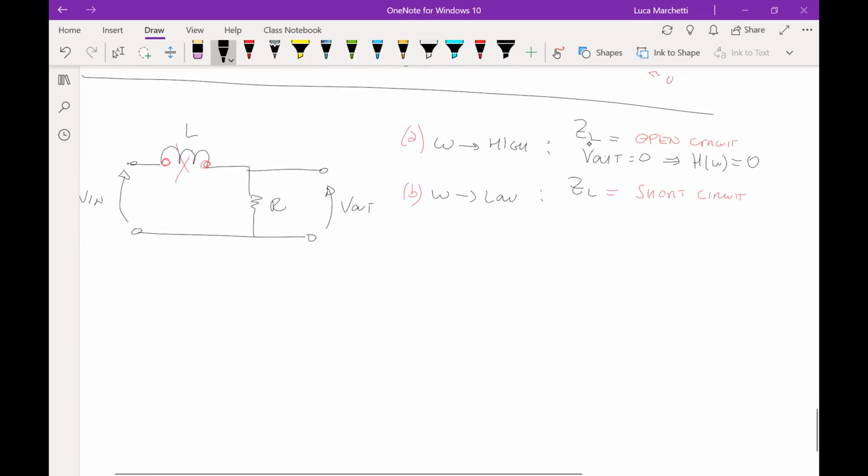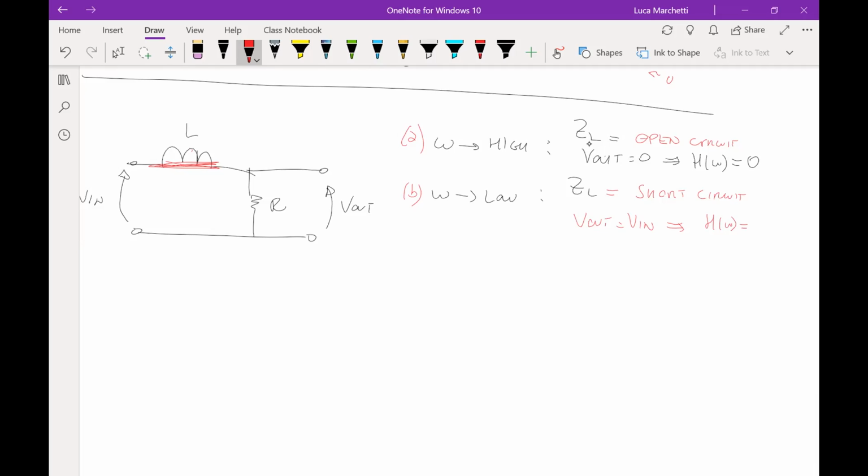Then in case B, omega is very low. Omega very low means the inductance, or coil, works as a short circuit, and then I can draw it like this, the short circuit. This means that the input voltage must be equal to the output voltage. They are in parallel, right? So in other words, here V out is equal to V in.